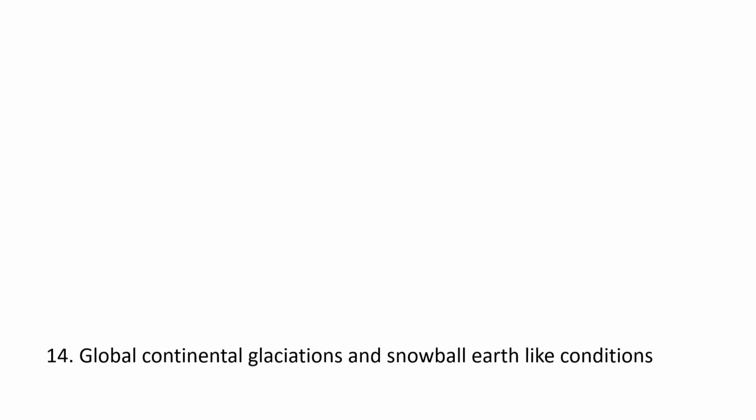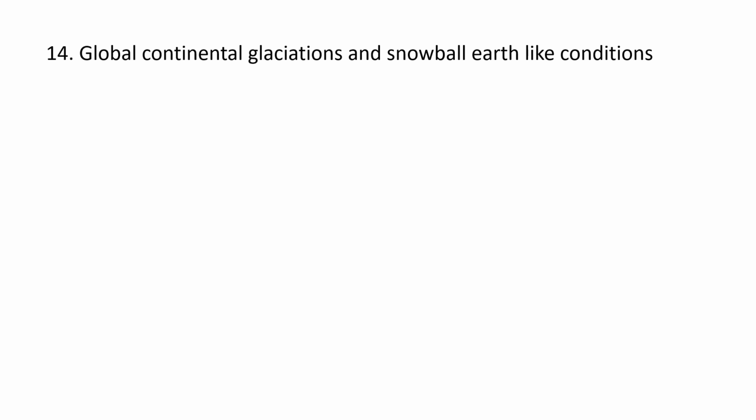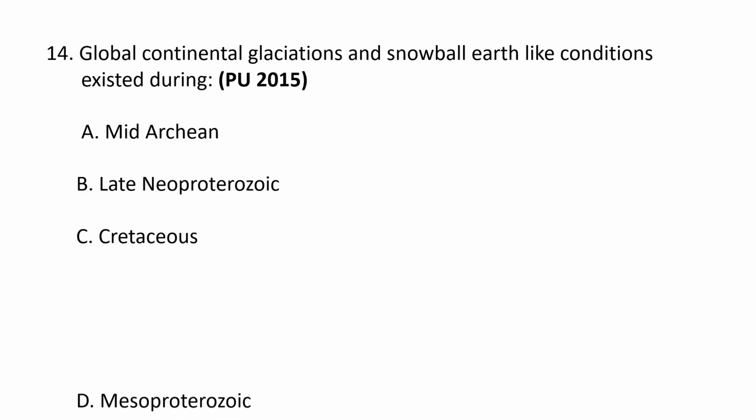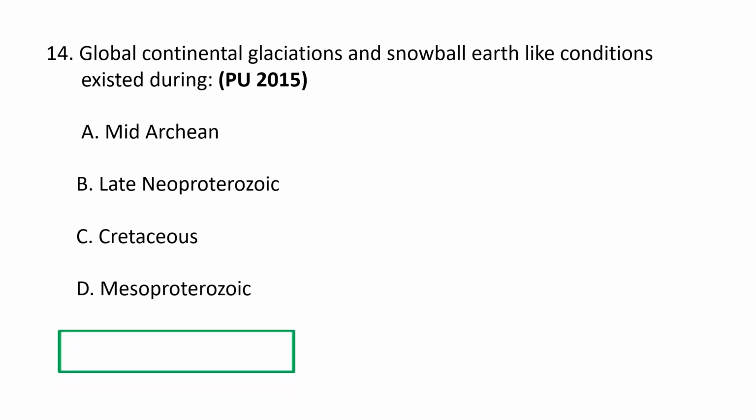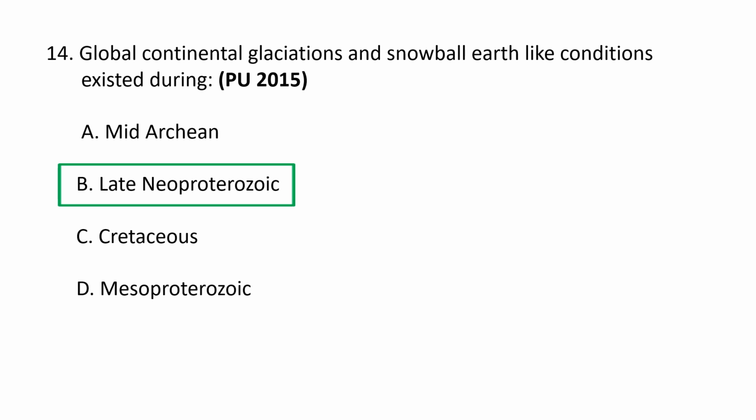Next question. Global continental glaciations and snowball earth-like conditions existed during A, mid-Archean, B, late Neoproterozoic, C, Cretaceous, and D, Mesoproterozoic. So the correct option is B, late Neoproterozoic. Global continental glaciations and snowball earth conditions, where the earth was nearly frozen, are hypothesized to have occurred during the Cryogenian period of the Neoproterozoic era. This is roughly between 720 and 635 million years ago.